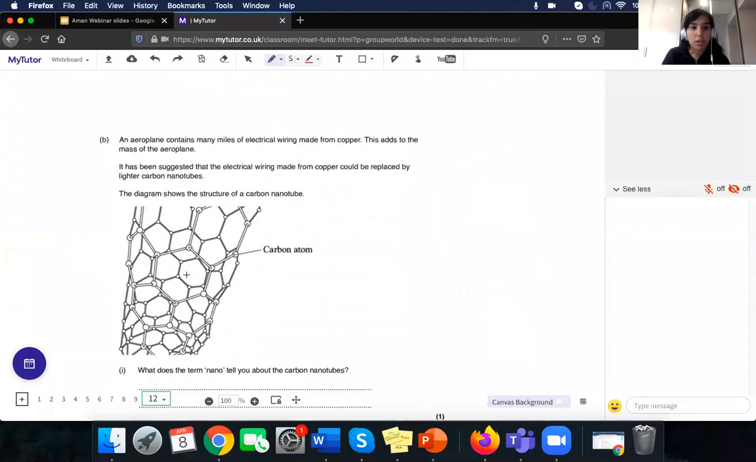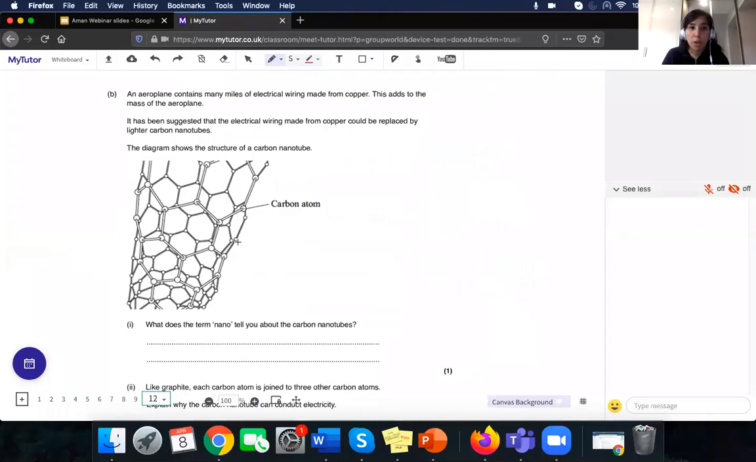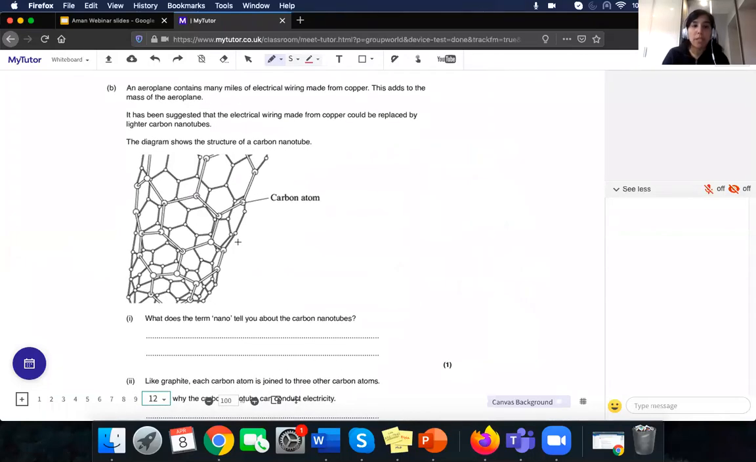All right. An aeroplane contains many miles of electrical wiring made from copper. This adds to the mass of the aeroplane. It's been suggested that the electrical wiring made from copper could be replaced by lighter carbon nanotubes. What does the term nano tell you about the carbon nanotubes? So we covered this earlier. What does the term nano mean? Very small, excellent, very well done.